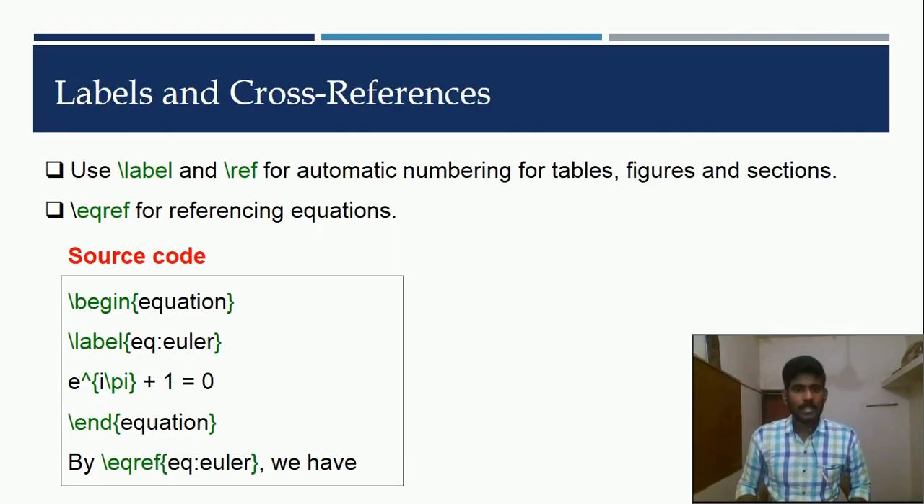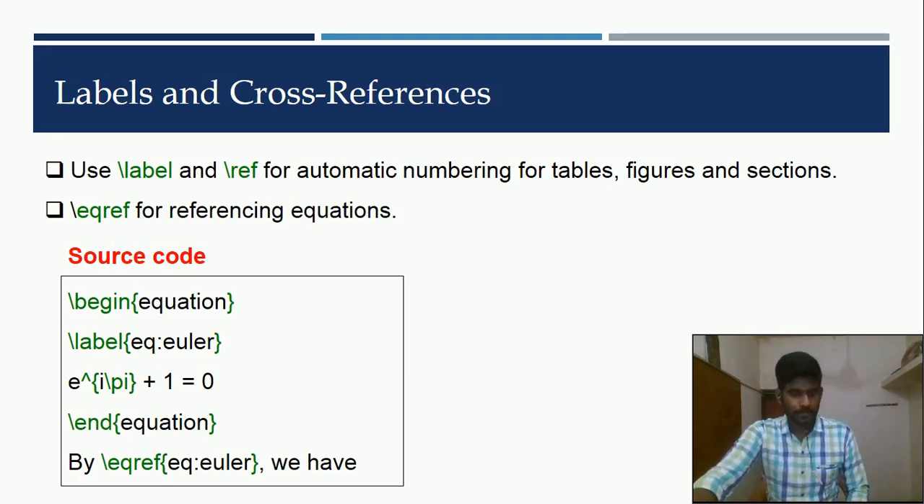So now we can see how we can label the given equation, tables, figures or sections, whatever it may be. Automatically it generates the number when you apply that reference. So that's what we are going to see over here now.